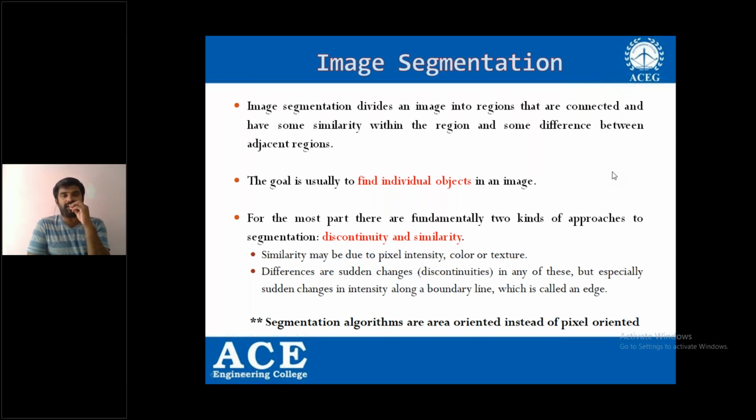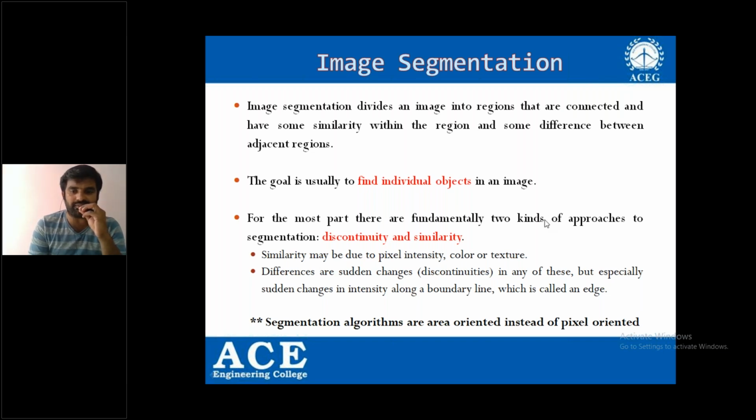Similarity may be due to pixel intensity, color, or texture. Differences mean sudden changes. If you have any high frequency component, that is called a sudden change, especially sudden changes in intensity along a boundary line, which can be called an edge of an object. Wherever you have the discontinuity, there you can end the region, and at that point you can decide the edge or boundary of the region, right? Finally, what I can conclude is that segmentation algorithms are area oriented instead of pixel oriented, or region oriented instead of pixel oriented, right? I am not segmenting based on the pixel.